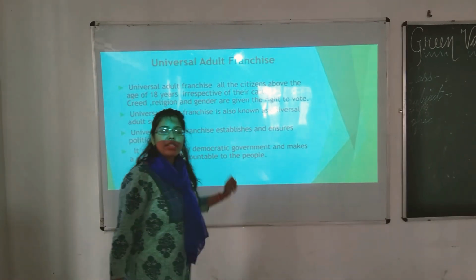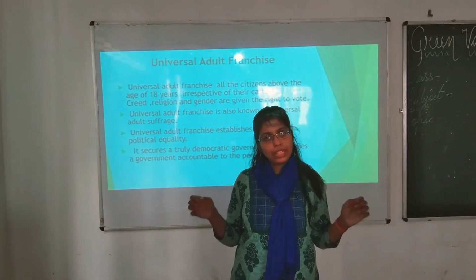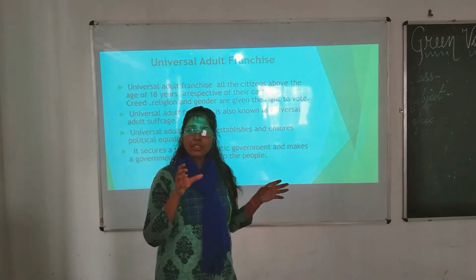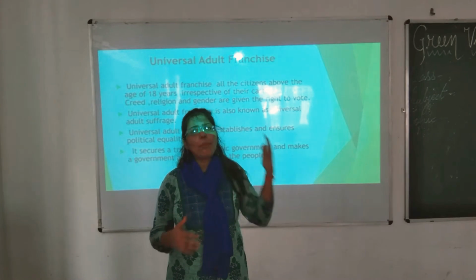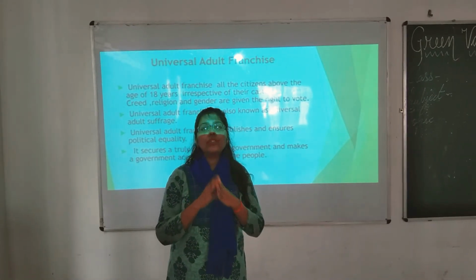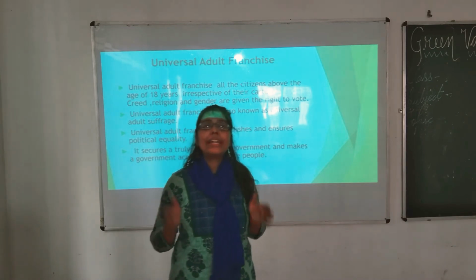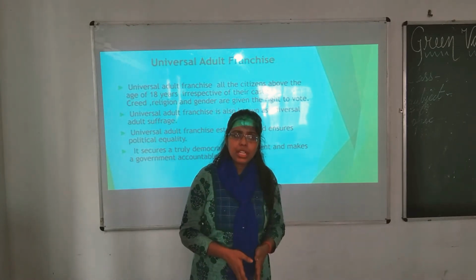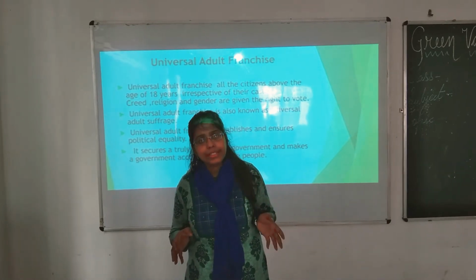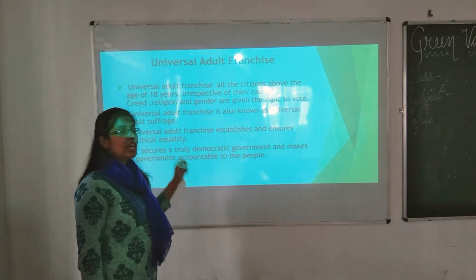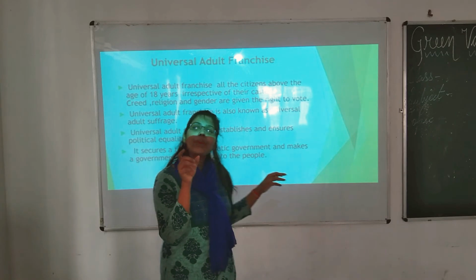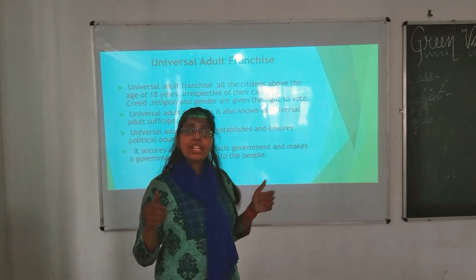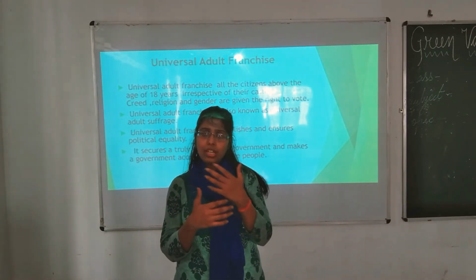So universal adult franchise is also known as universal adult suffrage. Remember the term. If it is asked later in your life or in any competitive exams or even in this exam, what is universal adult suffrage, don't get confused. Universal adult suffrage is same as universal adult franchise. The definition is same because the term is same. It is another name of universal adult franchise. Now universal adult franchise establishes and ensures political equality. Samajik ekta, political equality is necessary, otherwise every day some riots will take place, everywhere chaos and confusion will be there.